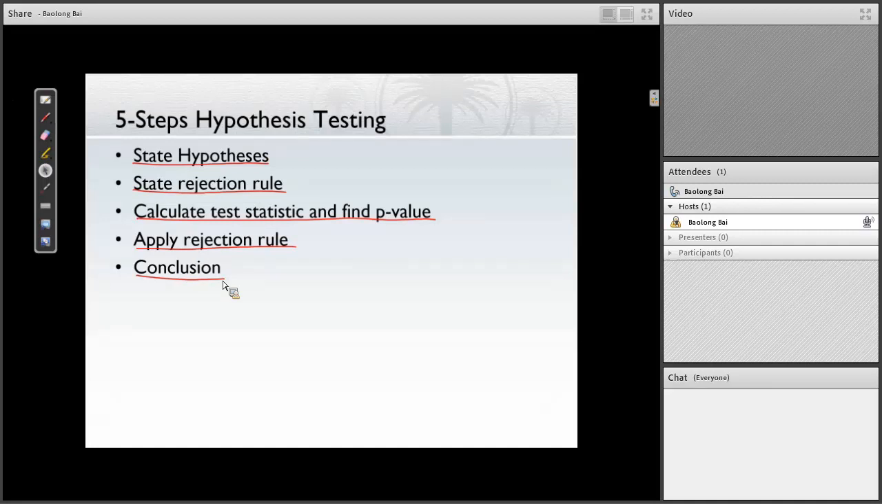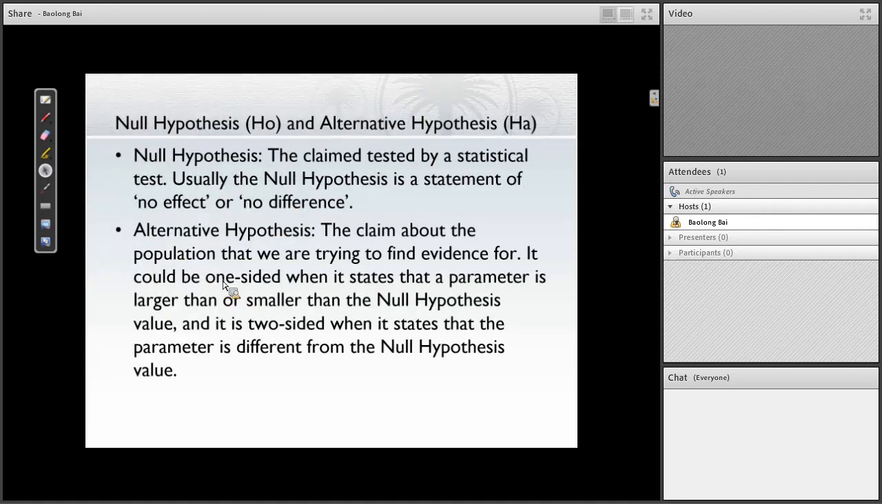Okay? And this hypothesis testing 5-step procedure doesn't just apply to the z-test we're going to talk about today. It's also going to apply to any hypothesis test procedure in the whole statistical world. Right? So get familiar with the 5-step process. So first step, stating hypothesis. In statistics, we have two different hypotheses. We have the null hypothesis. We have the alternative hypothesis. Okay? So then what is a hypothesis? A hypothesis is the claim that people make about the population.